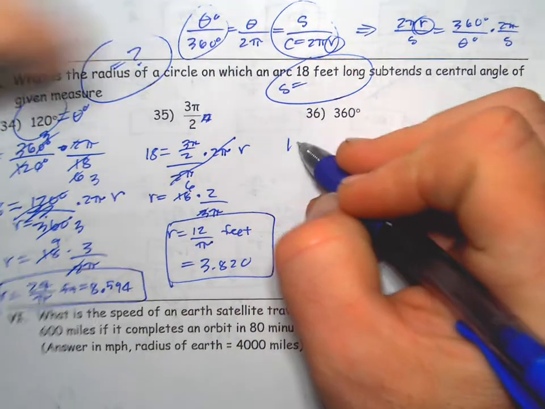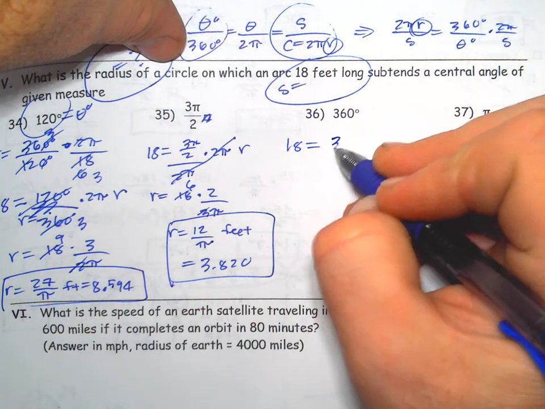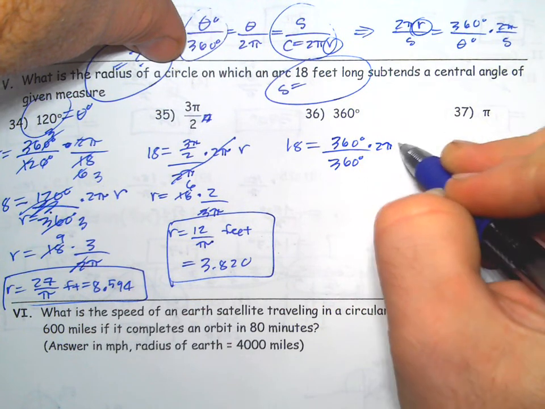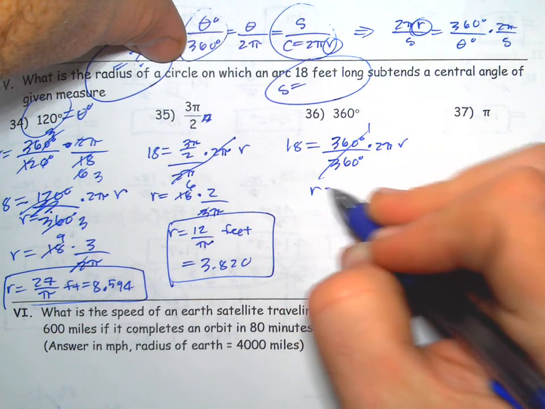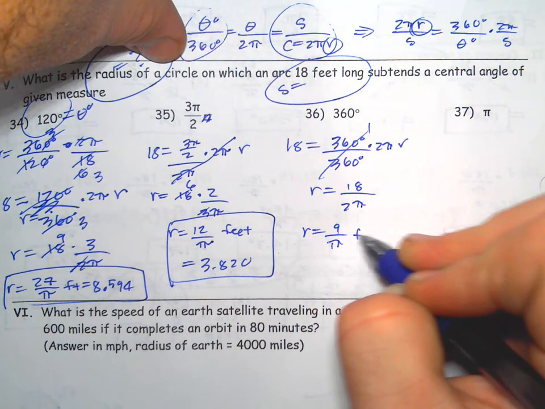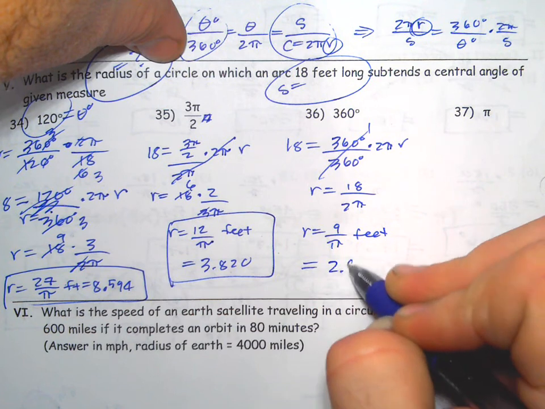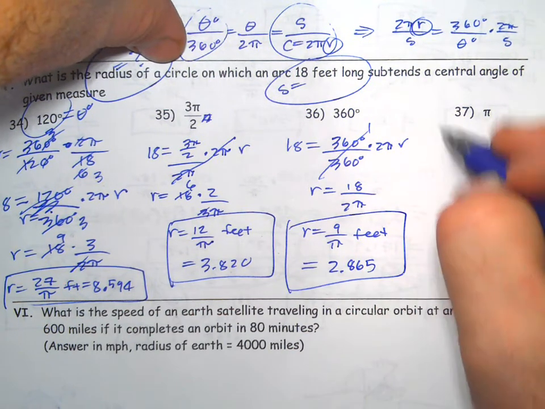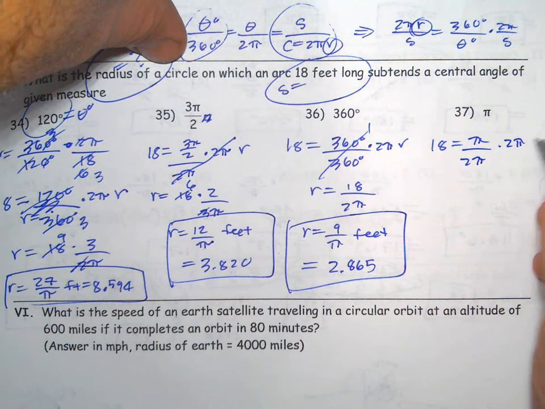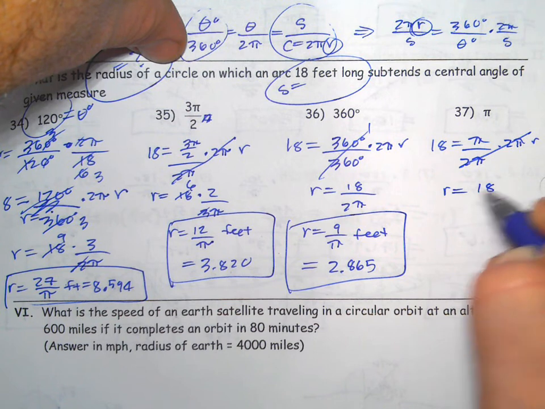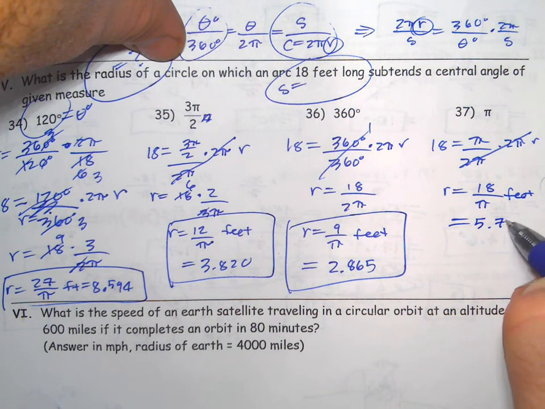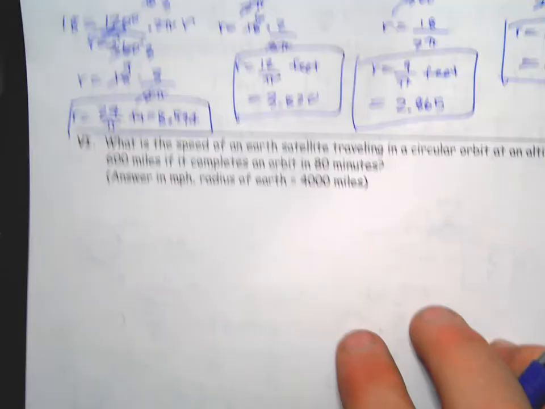So the arc length is 18. The way we would find it is this angle over 360 times the circumference 2 pi r. Well, that's just 1, so r is going to equal 18 over 2 pi. R is going to equal 9 over pi feet. As a decimal, it is 2.865. Okay, the arc length is 18, pi over 2 pi times 2 pi r. Those cancel. R equals 18 over pi feet. As a decimal, it is 5.730. So that's the strategy.